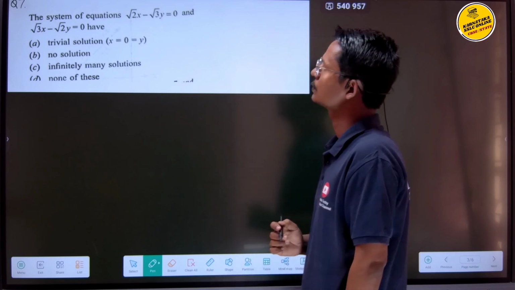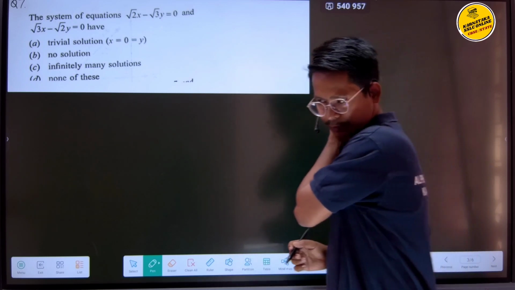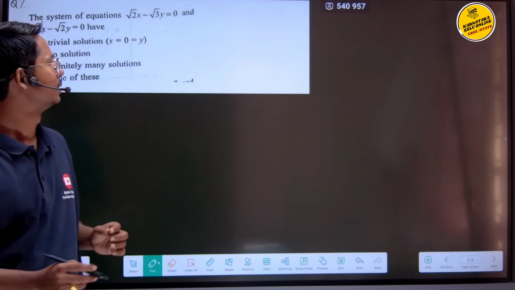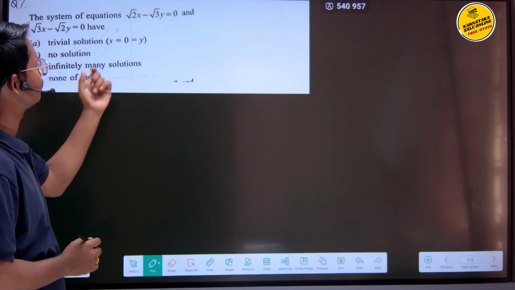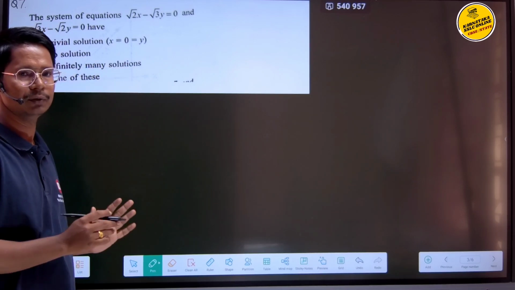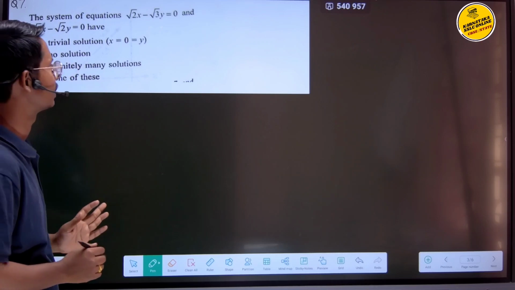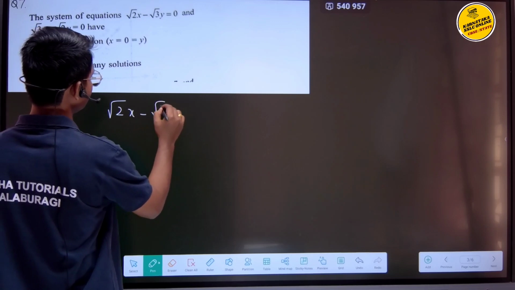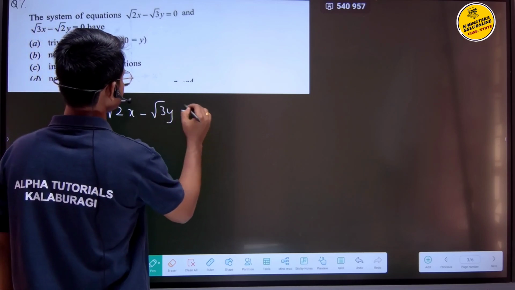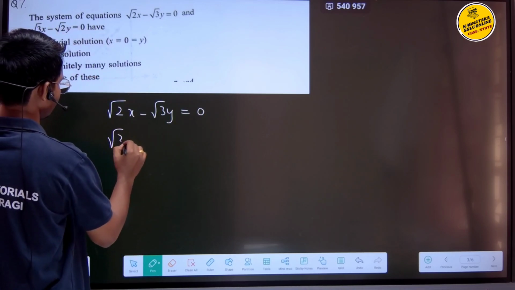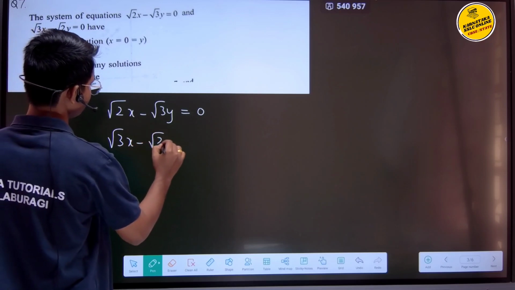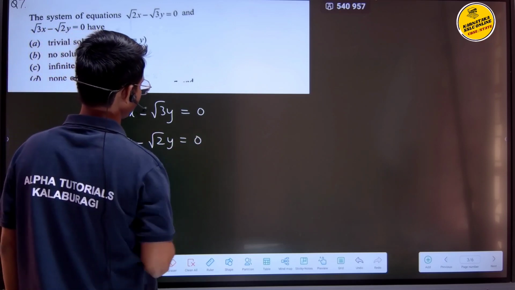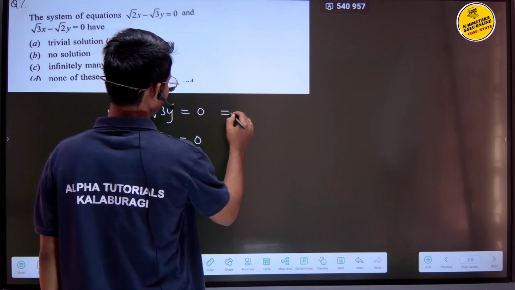The system of equations root 2x minus root 3y equal to 0 and root 3x minus root 2y equal to 0 have. This is also an important question. See, in the regular linear equations you will find some c value, but here c value is not there. Okay, so it is given root 2x minus root 3y equal to 0 and root 3x minus root 2y equal to 0.